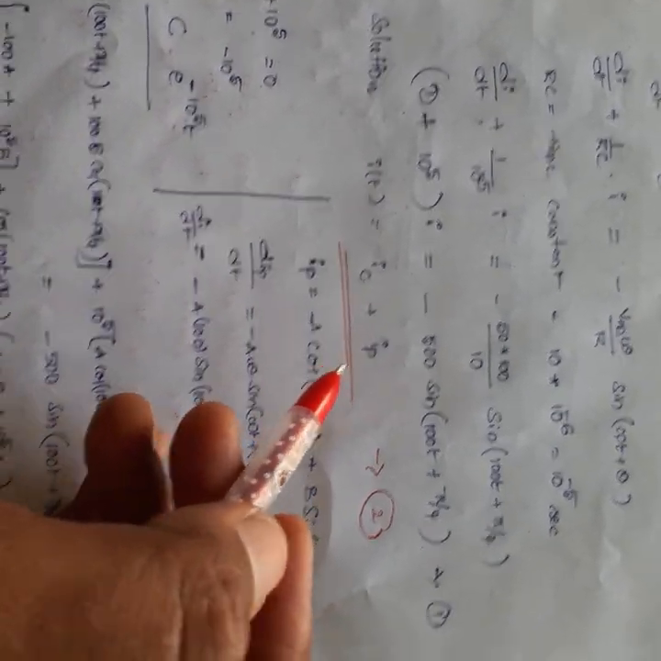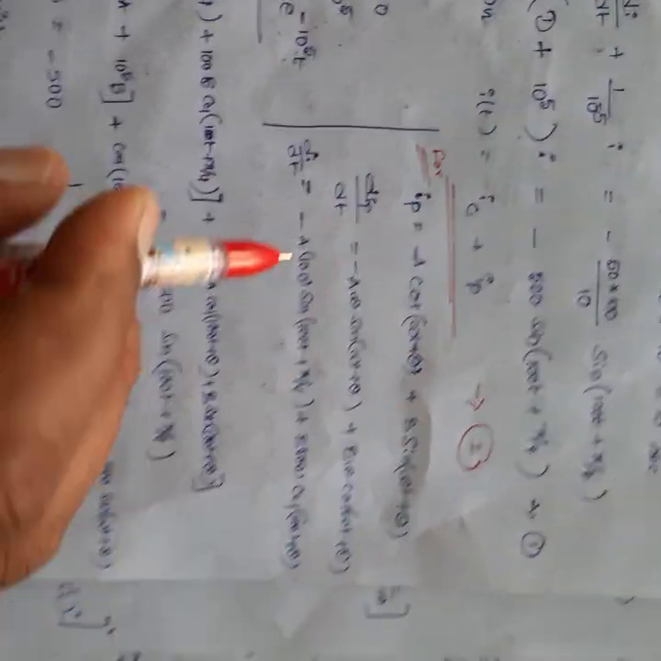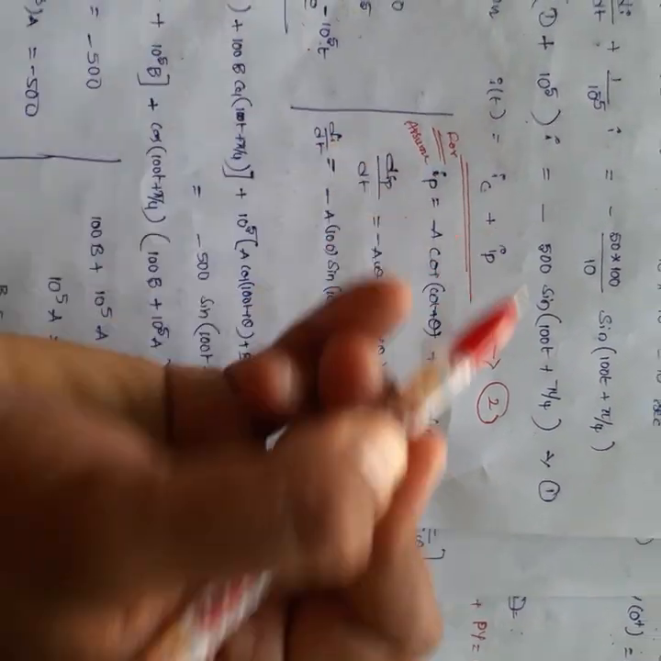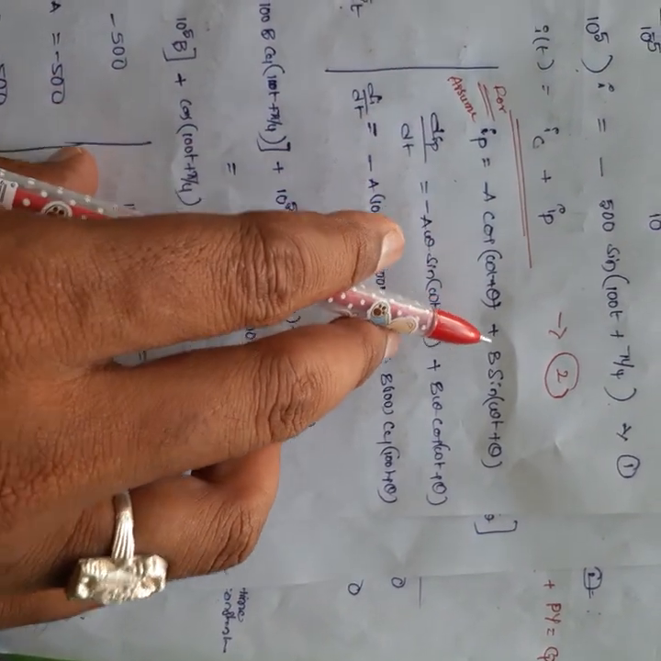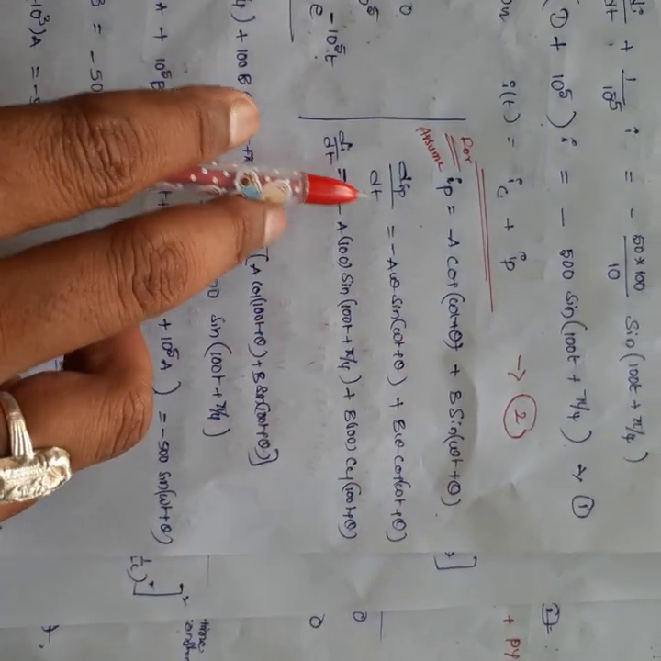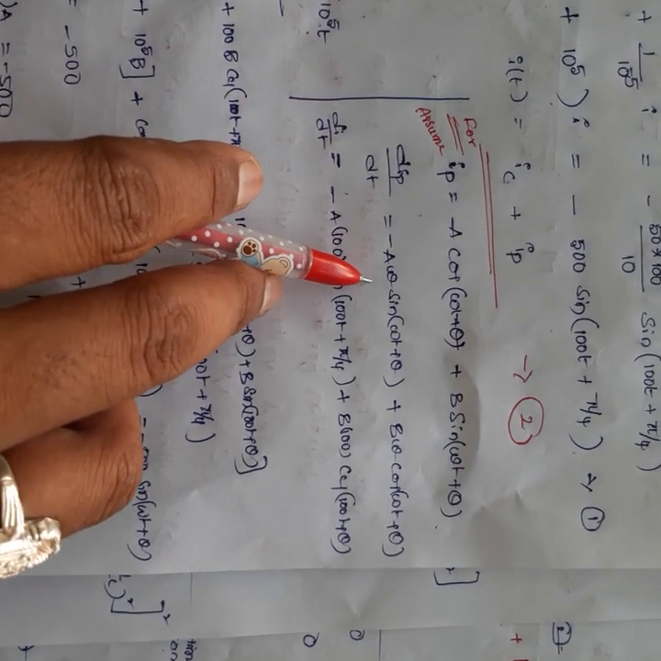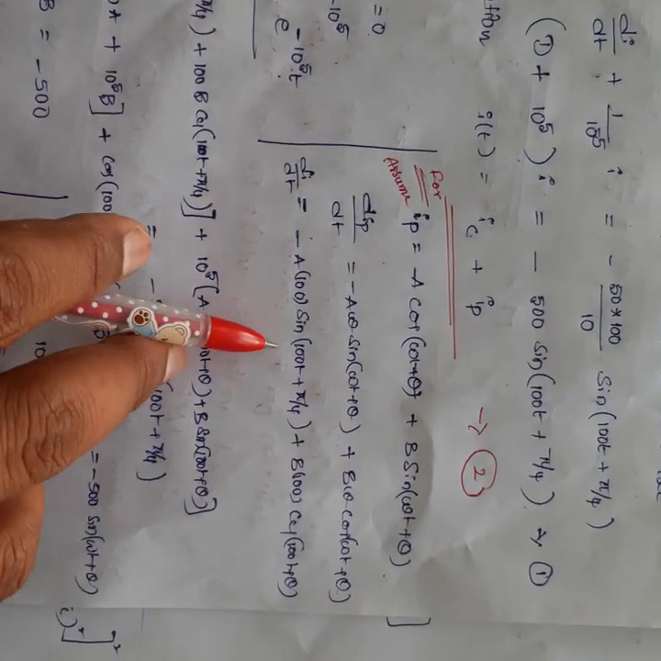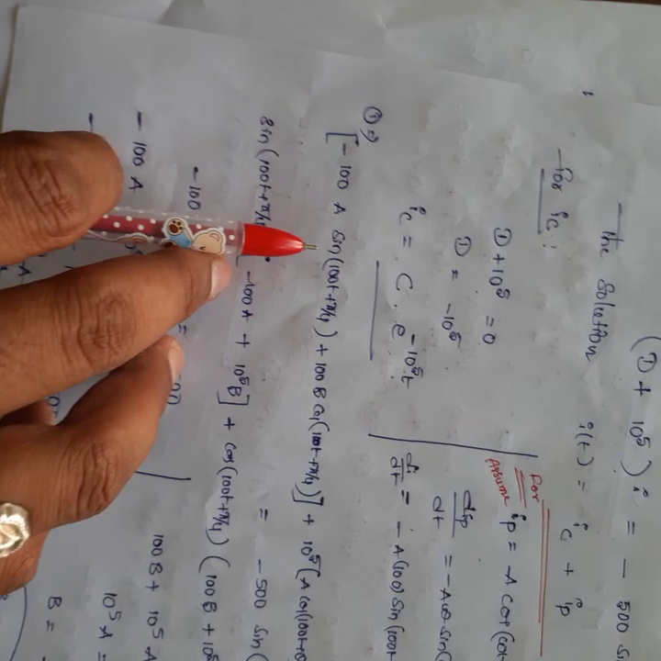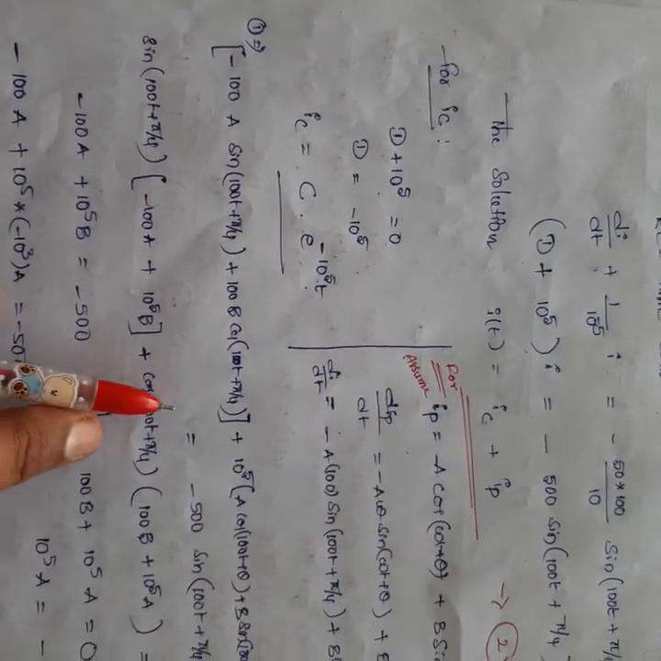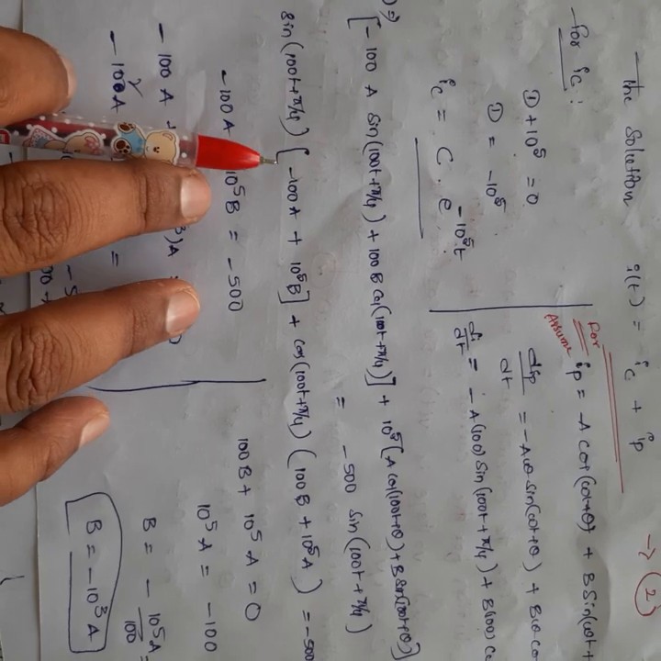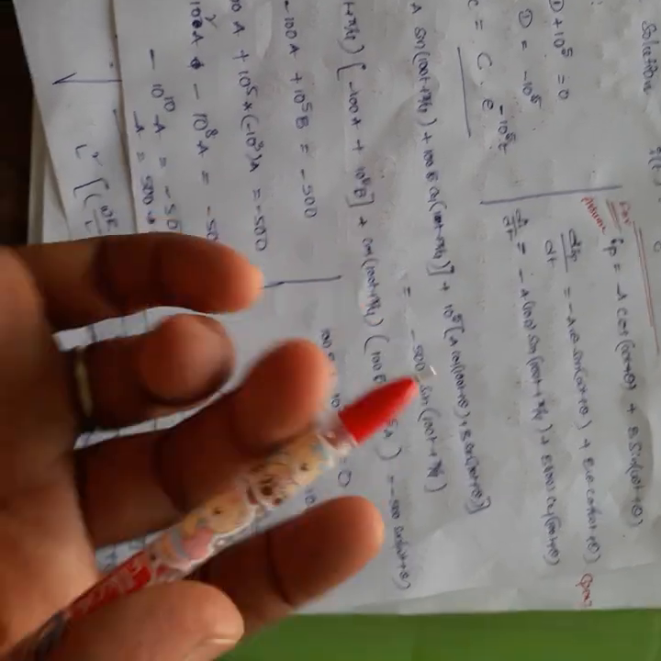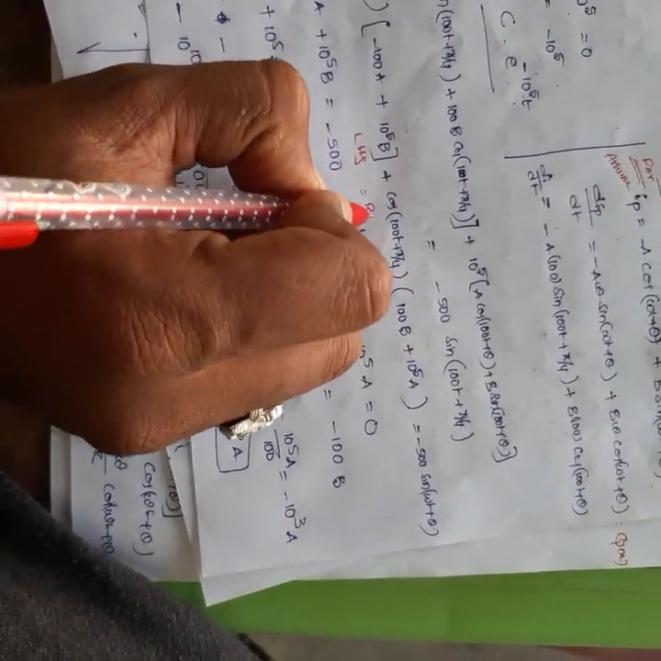Then the second one is for I_p, the particular solution. You can assume I_p equals a cos(omega t plus theta) plus b sin(omega t plus theta), and dI_p by dt equals minus a omega sin(omega t plus theta) plus b omega cos(omega t plus theta). Substitute all these values in equation number 1, and finally compare the coefficients of cos(omega t plus theta) and sin on the LHS and RHS.